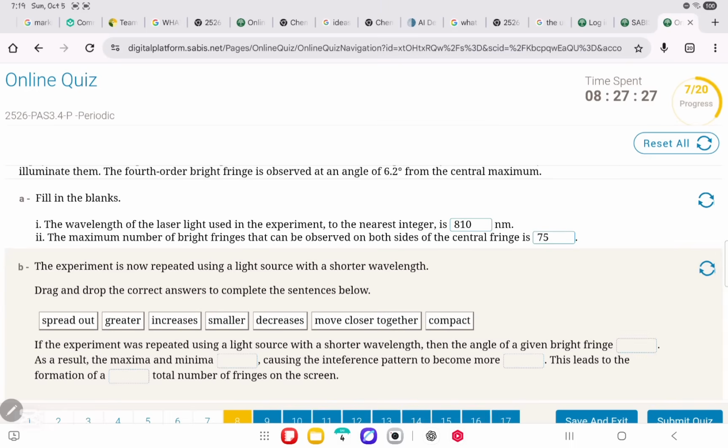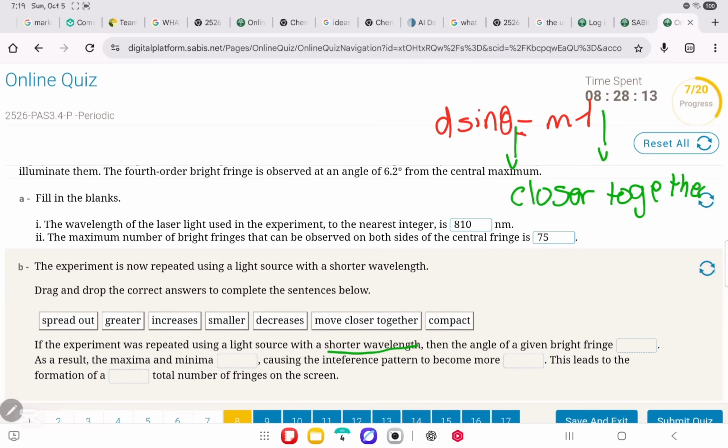Now we move on to part B. If the experiment was repeated using a light source with a shorter wavelength. So what's our equation? Our equation is d sine theta equals m lambda. So what did they tell us? They told us we used a shorter wavelength. So we decreased lambda. What will happen to theta? Theta will decrease, right? And if theta decreases, what does that mean? This means they will become closer together.